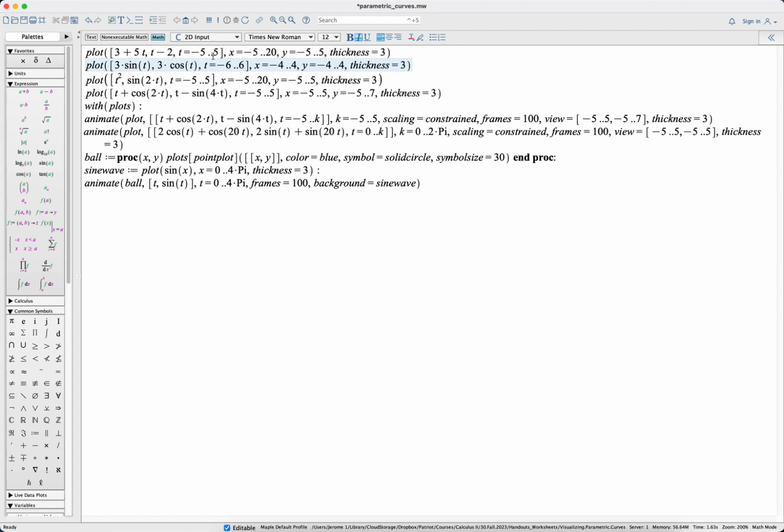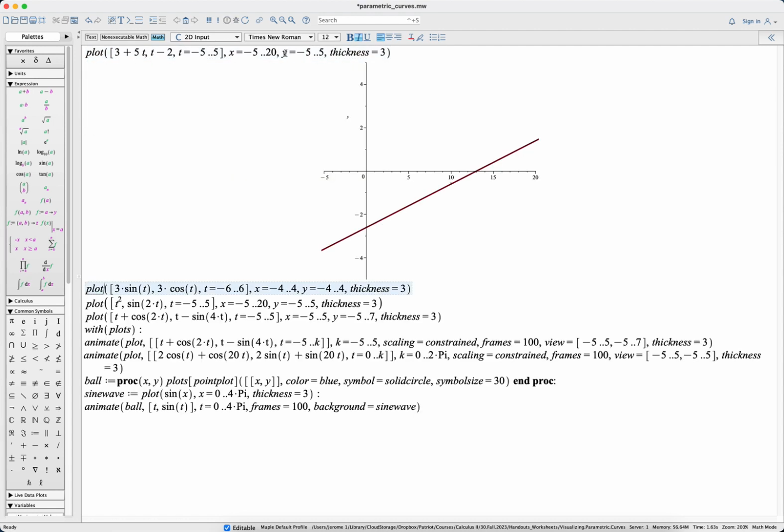And then over here, again, you can't have a set of parametric equations without asking what range of values of t we are going to use. So our t value will go from -5 to +5. And then these x and y values here just represent the standard range on your x-axis and your y-axis. And then this thickness here is just saying how thick the line's going to be, that way we can see it nice and clear. So I'm just going to enter this, and there we go.